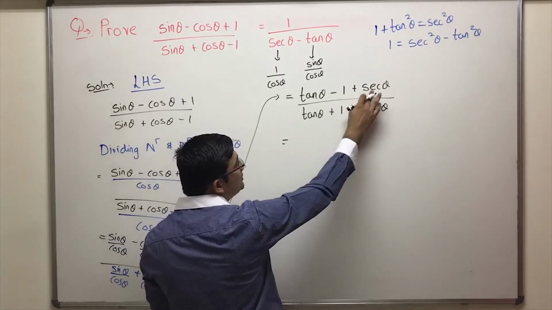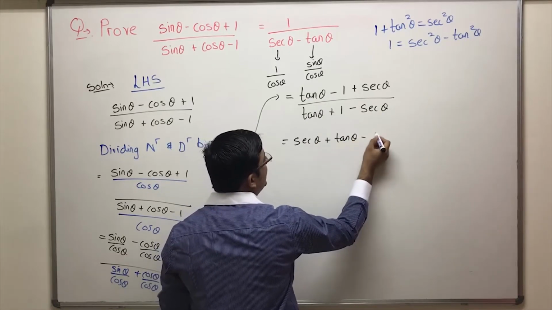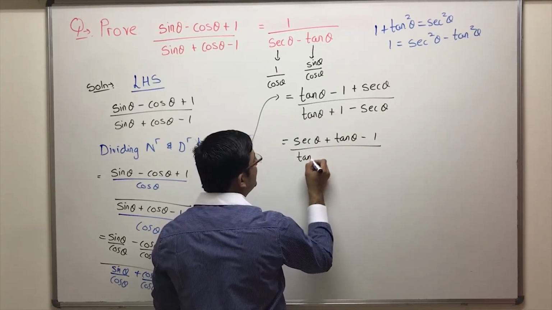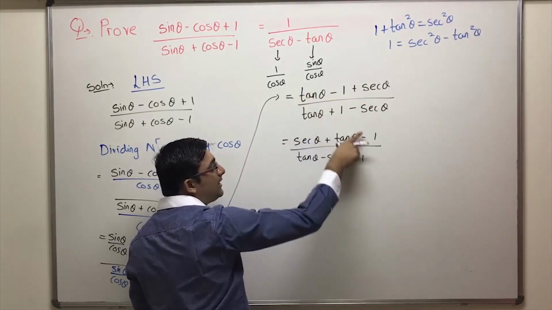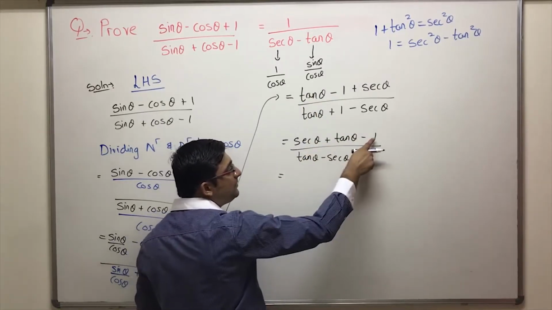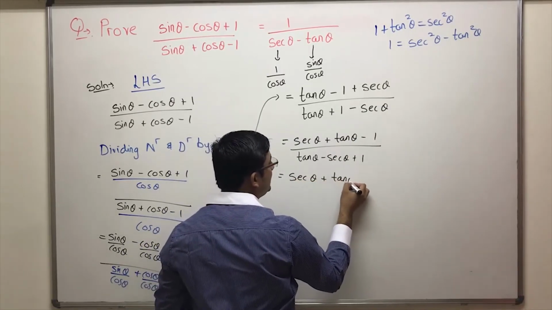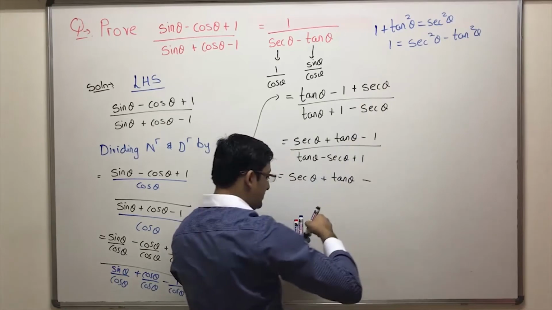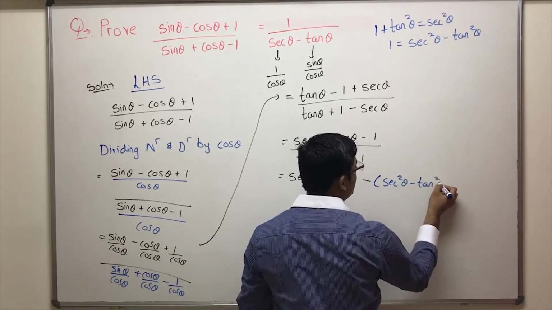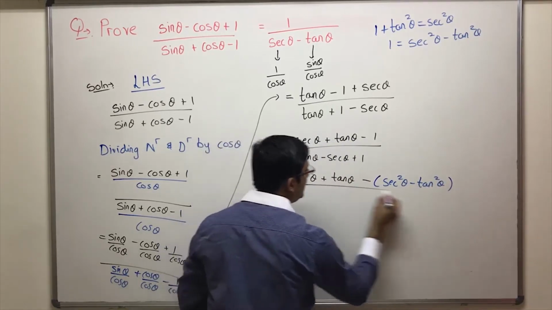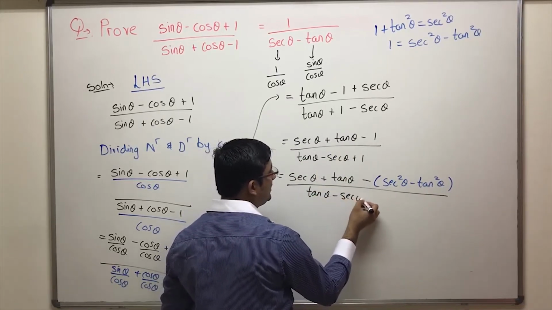What I'm going to do is, I'll just rearrange the terms. First I'll write this as sec theta plus tan theta minus 1 upon tan theta minus sec theta plus 1. I repeat, sec theta plus tan theta minus 1, denominator as it is. Now let's replace this 1 by this value over here. So we get sec theta plus tan theta minus sec square theta minus tan square theta, right? Upon, don't replace this one, just the numerator one, upon tan theta minus sec theta plus 1.